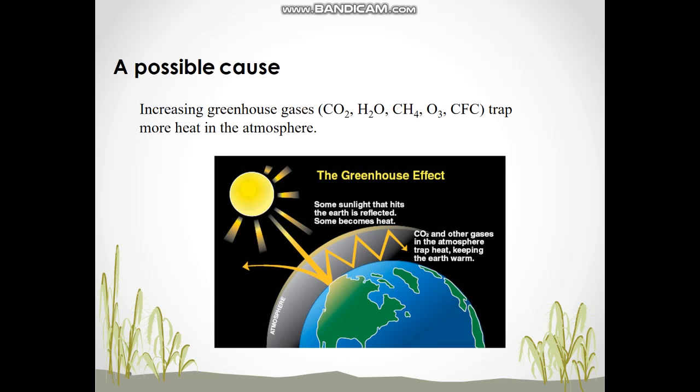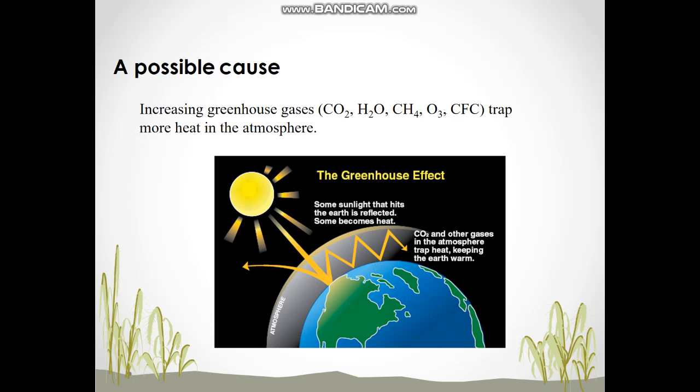Scientists believe that a possible cause of global warming is the increased emission of greenhouse gases such as carbon dioxide, which is the result of human activities like deforestation and fossil fuel use. Other gases are water vapor, methane, which is also known as natural gas, ozone, and CFC. So these gases are the main greenhouse gases that contribute to global warming.